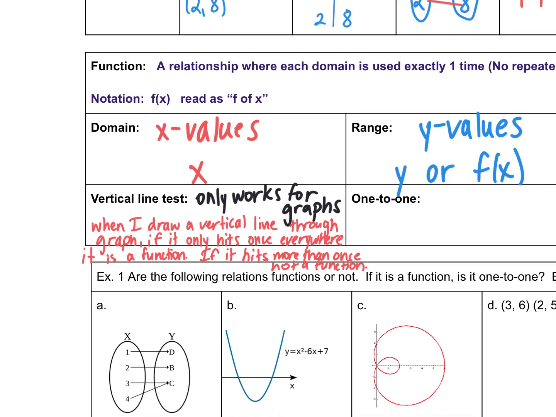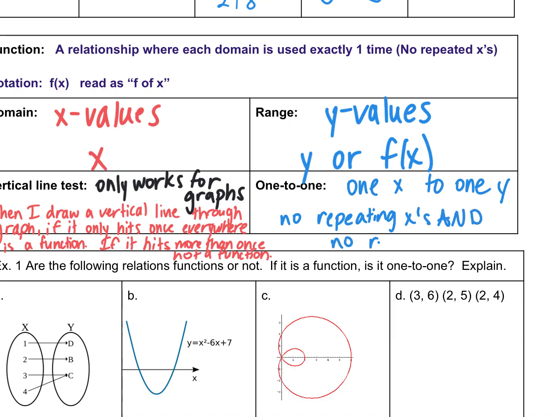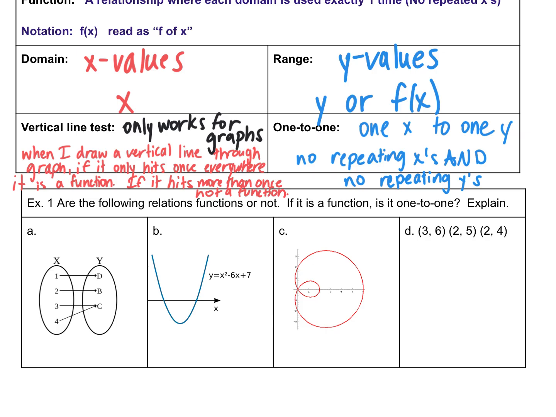And then lastly, a one-to-one function. This one is important. One-to-one means no repeating x values, but also no repeating y values. We call it one-to-one because it's one x to one y. That one makes sense, right? So no repeating x's, and no repeating y's. Beautiful.